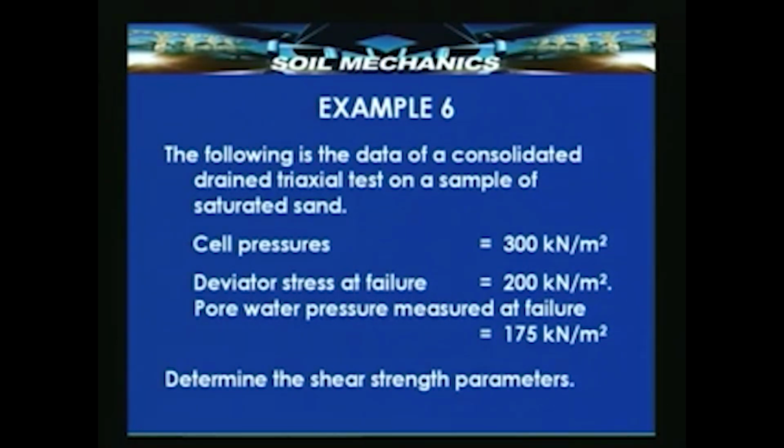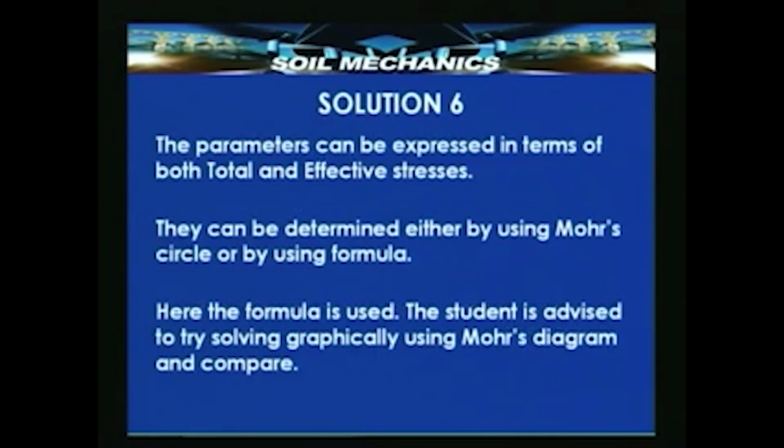data about a triaxial test on a saturated sample of sand. The cell pressure used was 300 kilonewtons per meter square, and in the test it failed at a deviatoric stress of 200 kilonewtons per meter square, and the pore water pressure was measured, and at failure it was found to be 175 kilonewtons per meter square. So, with the help of this, the shear strength parameters were determined.